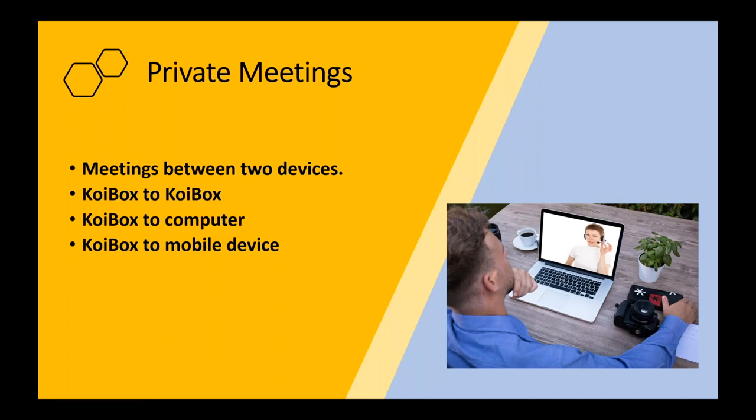One way in which KoiBox can be used is in a private meeting between two people. This could include KoiBox to KoiBox, KoiBox to computer, and vice versa, or KoiBox to mobile phone as well, and vice versa. You can make these calls via a SIP connection, and you can connect via the Koi code. The Koi code is like your phone number for KoiBox. So KoiBox can be used in a private meeting room as well. You can call KoiBox to KoiBox, KoiBox to your phone, KoiBox to your computer.